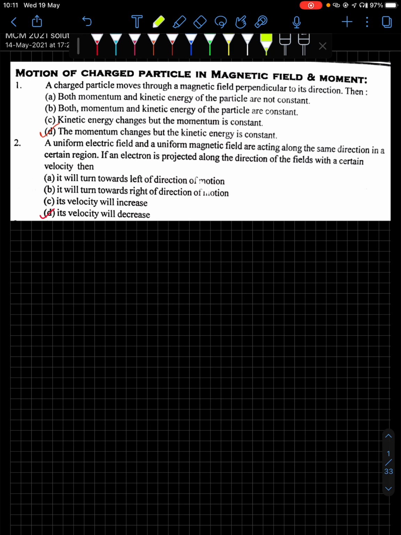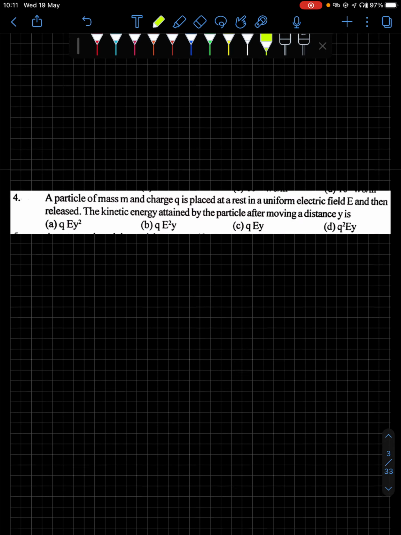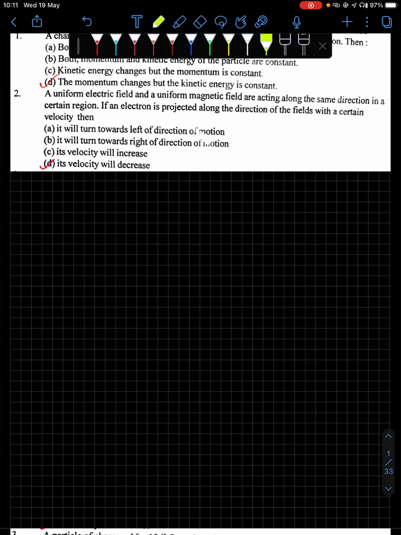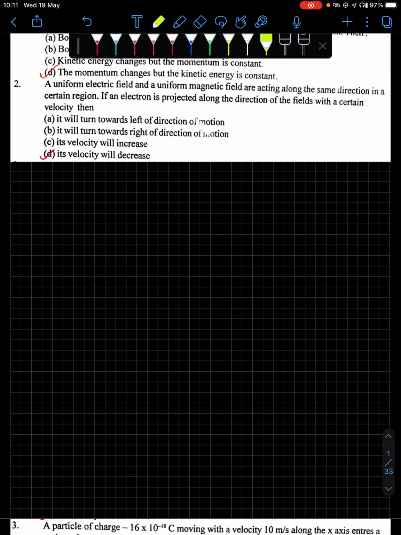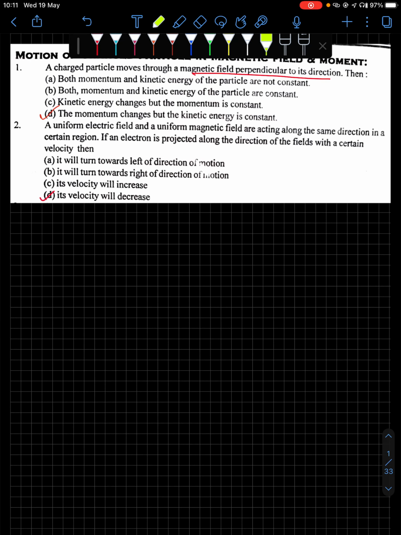Question number 1. A charged particle moves through a magnetic field perpendicular to its direction. Then what stays constant and what stays variable? Whenever a charged particle enters perpendicular to a magnetic field, it moves in a circular path, right? So when it moves in a circular path, the speed stays constant. Speed and kinetic energy stay constant.